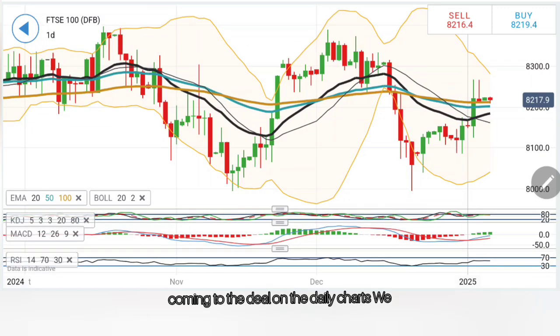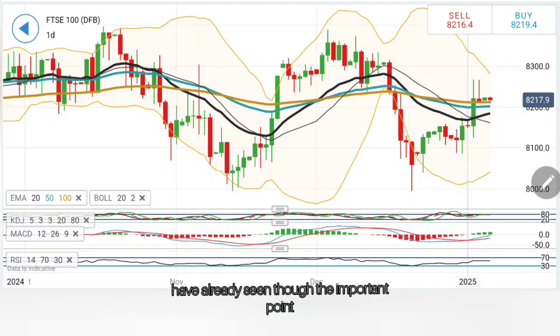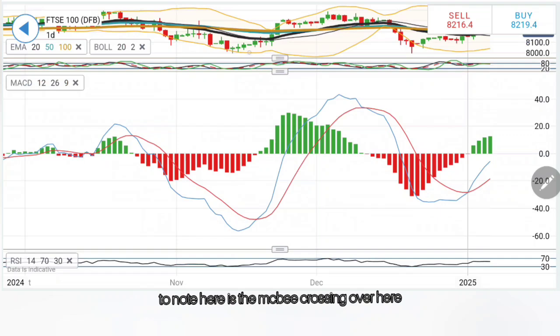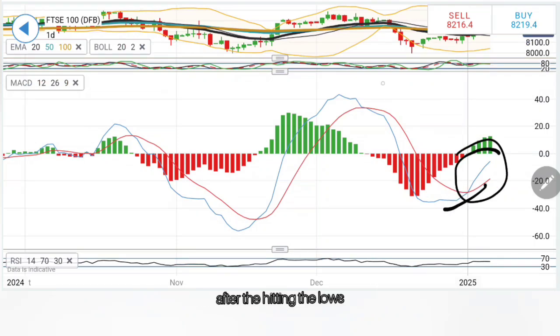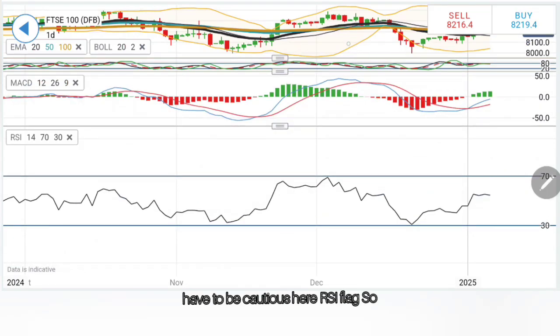Coming to the daily, on the daily charts, we have already seen, though the important point to note here is the MACD crossing over after hitting the lows, and it is trading with divergence. So you have to be cautious here. RSI flat. So looking at this, I will recommend you to buy.